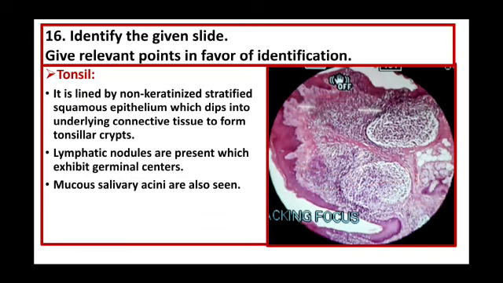So the given slide is that of a tonsil. It is lined by non-keratinized stratified squamous epithelium. This epithelium dips into the underlying tissue to form the tonsillar crypt. Lymphatic nodules are present, which exhibit a germinal center. Mucous salivary acini are seen.